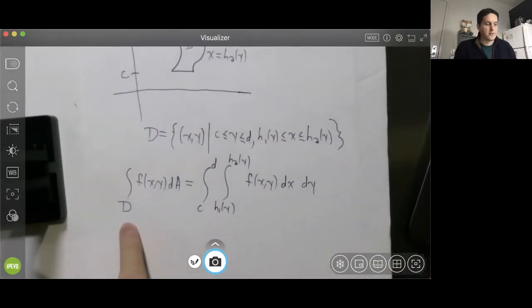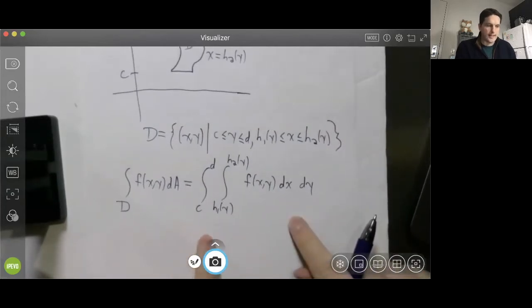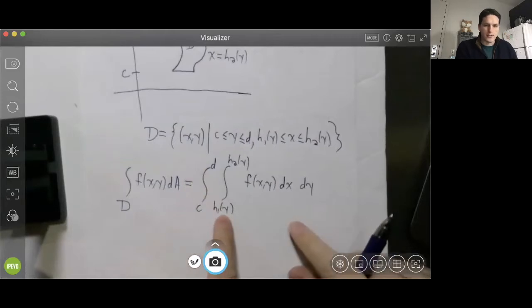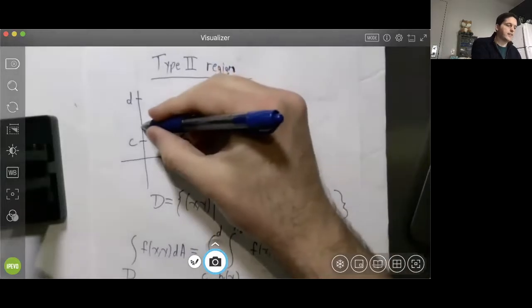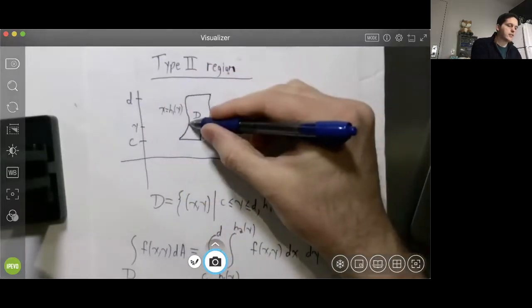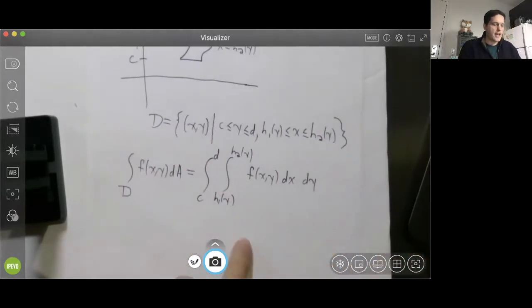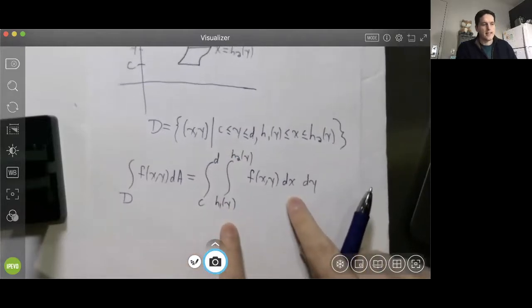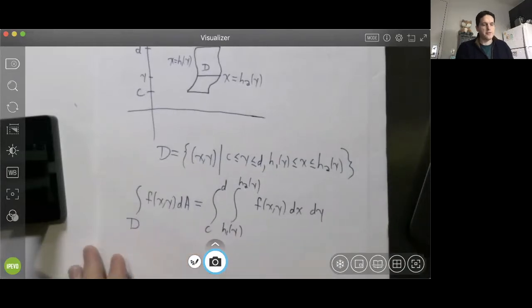And in section 15.2, we learned this formula. We learned how to take this integral and write it as an iterated integral like this. The outer integral is with respect to y because y goes from c to d. And the inner integral is with respect to x because for a given value of y, x goes from here over to here. x goes from h1 of y to h2 of y. So the inner integral is with respect to x. This is the formula that we use to evaluate integrals like this over a type 2 region.